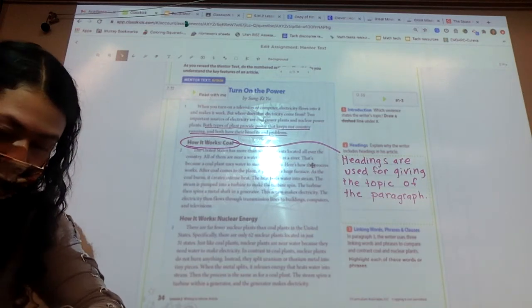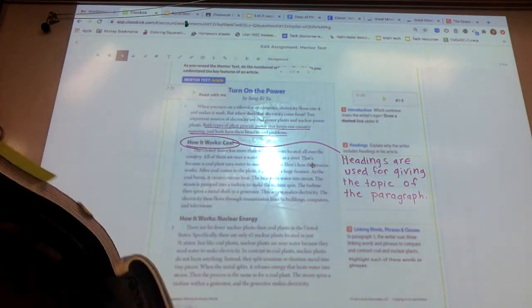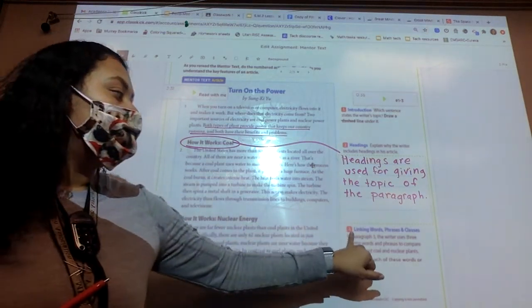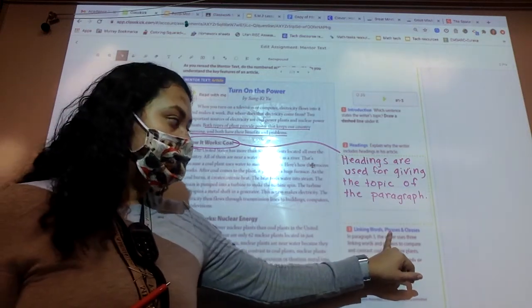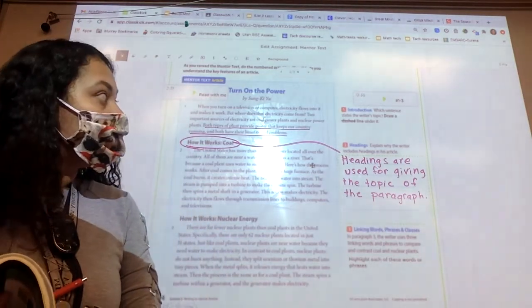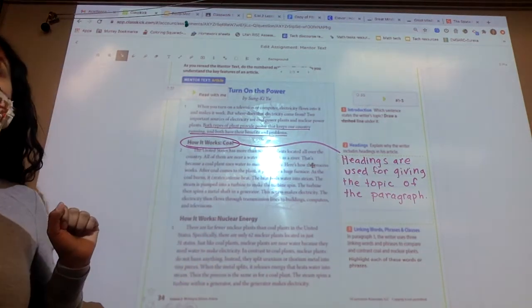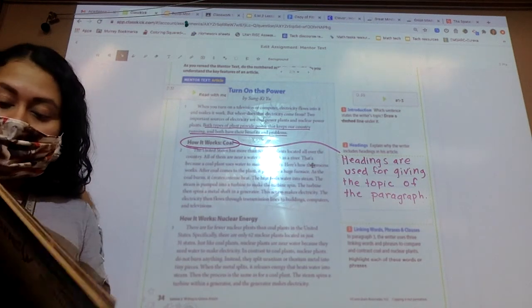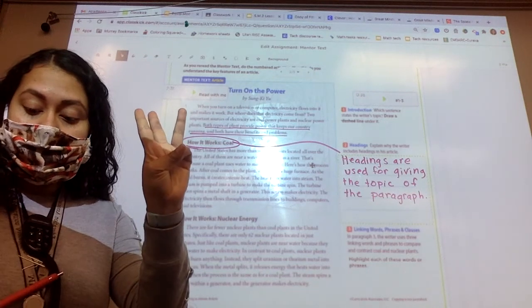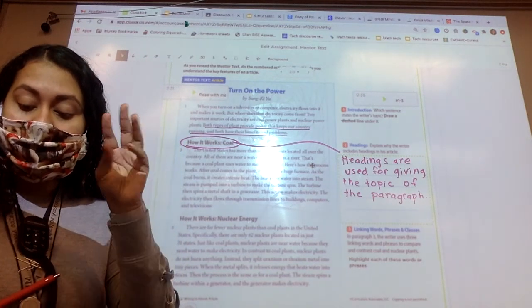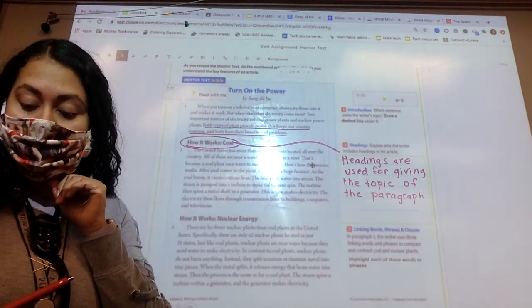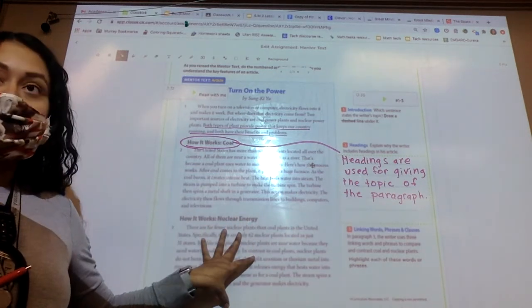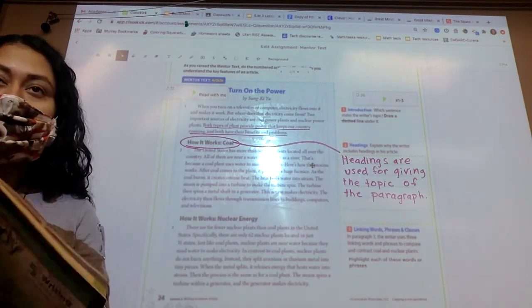Okay, part 3. This is so annoying. The book. I know, writing in it is kind of weird, I know. Okay, linking words, phrases, and clauses. So in paragraph 3, point to paragraph 3. 1, 2, 3. The writer uses 3 linking words and phrases to compare and contrast coal and nuclear plants. Draw a box around each of the words or phrases. So we need 3 of them, right?